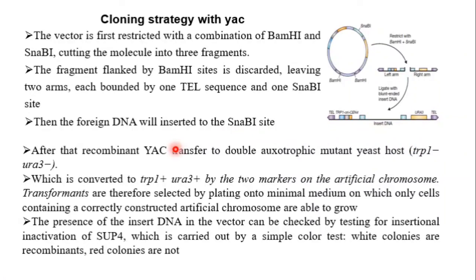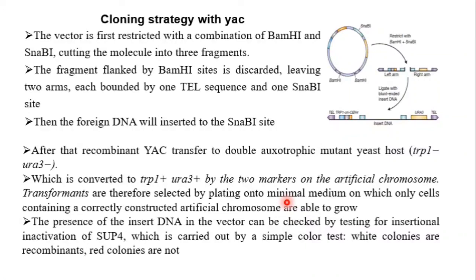To this double auxotrophic mutant yeast cell we transfer the recombinant YAC DNA. The mutant cell will be converted into a normal cell, because it gets TRP1 here and URA3 here. Then the transformed cell can survive in the minimal media, that is, media without tryptophan and pyrimidine. So we can easily identify the transformed cells by culturing them in minimal media. If they grow in the minimal media, they contain the vector.